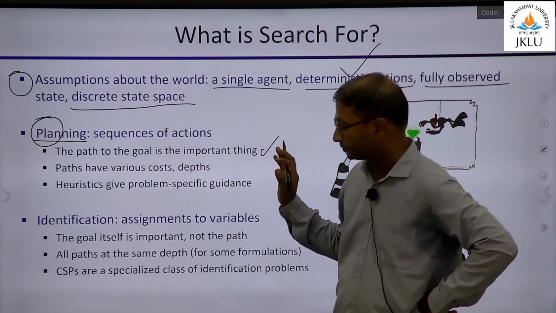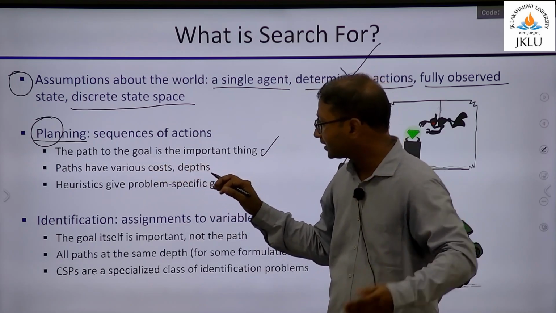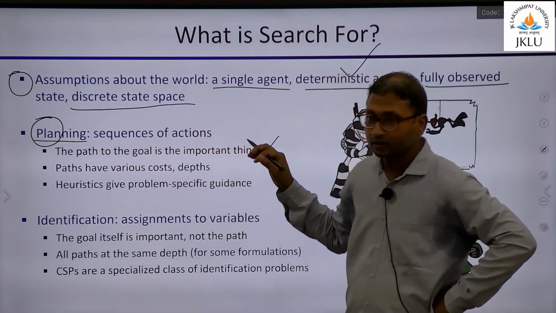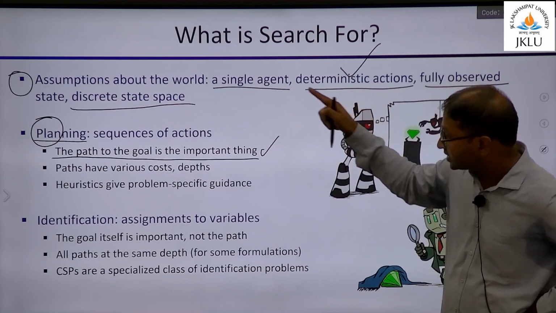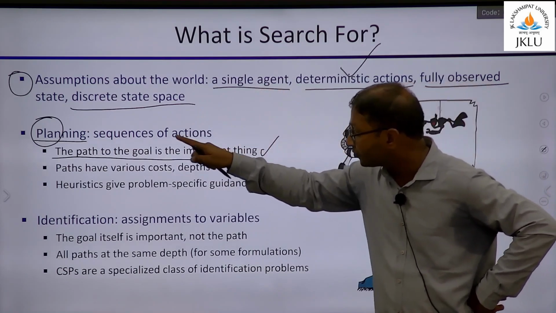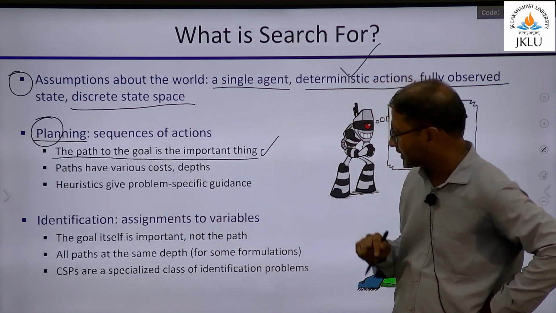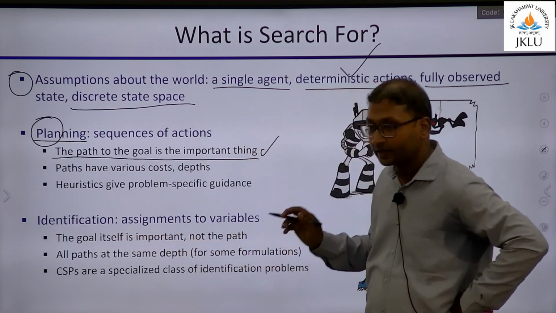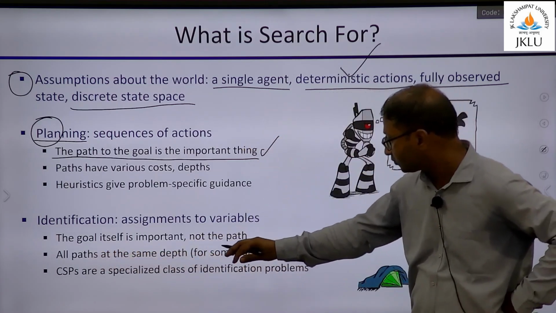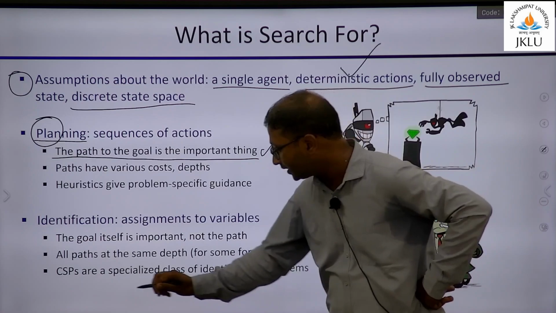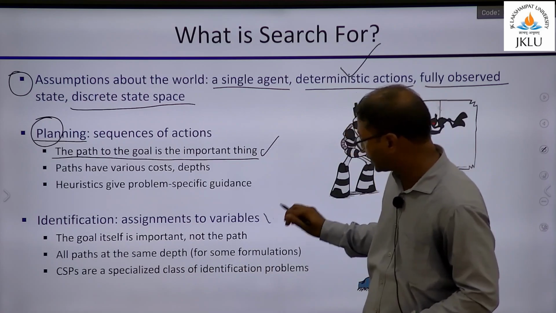We have seen all this already. Heuristic, we are talking about A star here. Paths have various cost and depths, it's no big deal. And path to the goal is the important thing, because that is what we are looking for. This is the planning problem. In case of identification, you are looking for assignment to variables. The goal itself is important and not the path. All paths at the same depth for some formulations. We'll see what that means. CSPs are a specialized class of identification problems, which are this one.